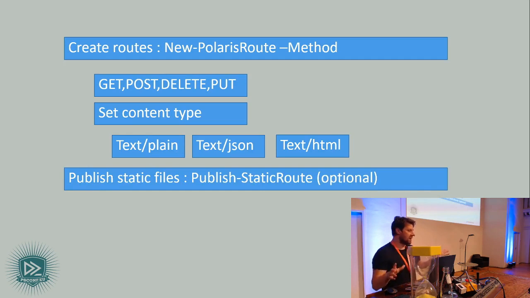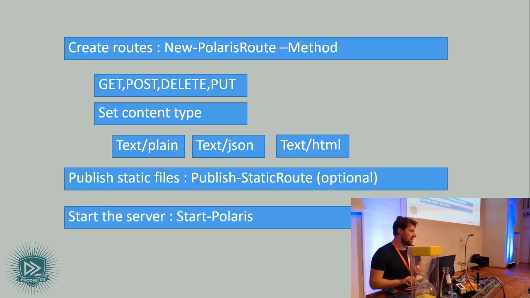Then optionally, you can publish static files. For example, if you want to have access to Bootstrap or other types of libraries, you use the public static route, but I will show all of this in a demo. And then you start the Polaris server, and that's it. You're done.